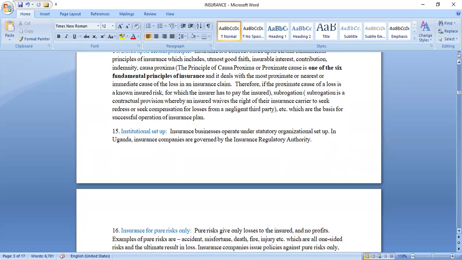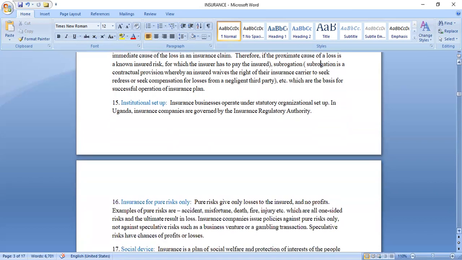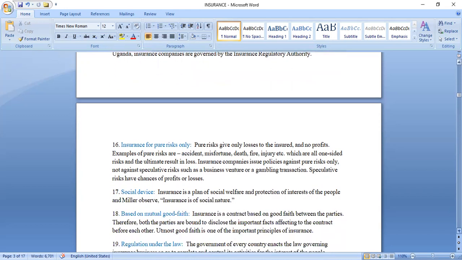Insurance also is an institutional setup, right? It is an institutional setup in a way that these insurance companies are governed by institutions. For example, here in Uganda, the insurance companies are governed by the Insurance Regulatory Authority. So these insurers are governed by government bodies, regulatory bodies.